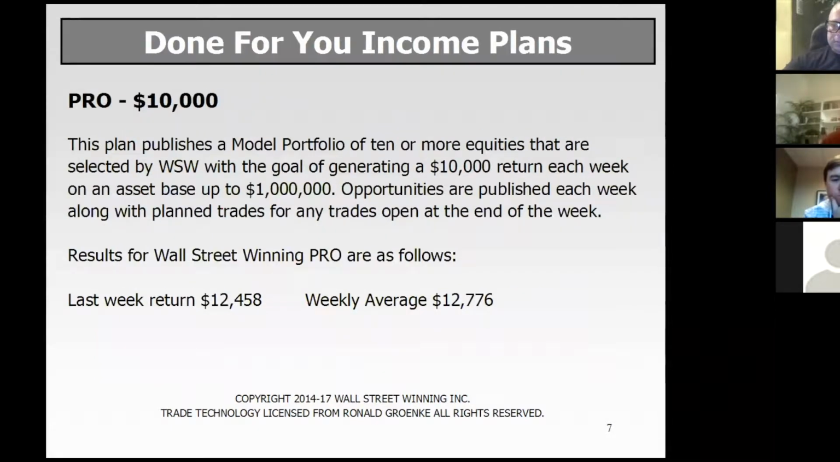So the done for you plan, the Pro, is basically $10,000 a month. And what is this? This plan is a model portfolio of 10 or more equities that we're managing. And the goal is we want to generate $10,000 a week off of that portfolio. So an asset base up to $1 million. So we're going to employ the asset to generate that return.